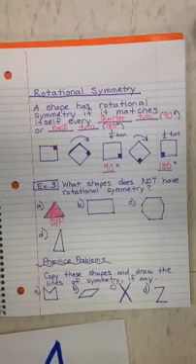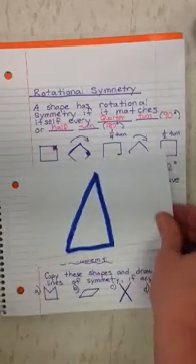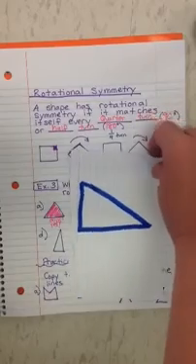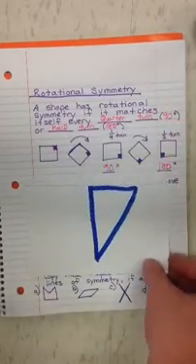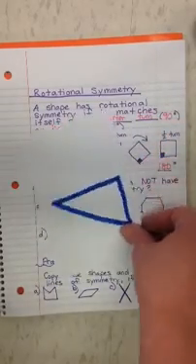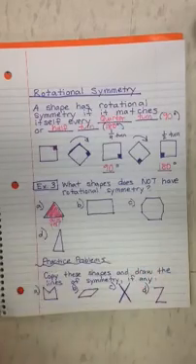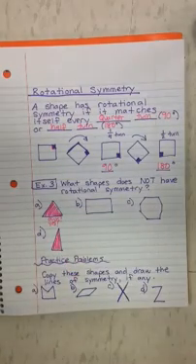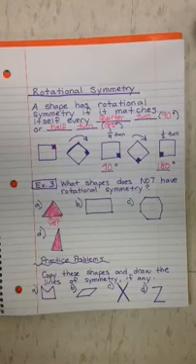And last but not least, I have an isosceles triangle. Let's rotate that and see if we can get it to match itself before we get all the way back around. No, we couldn't do it. We had to get all the way back around. So this isosceles triangle is the one that has no rotational symmetry. I'm sorry, I think I was a bit confusing about that.